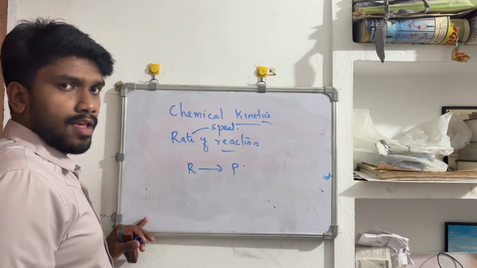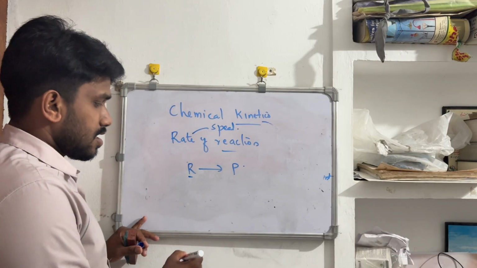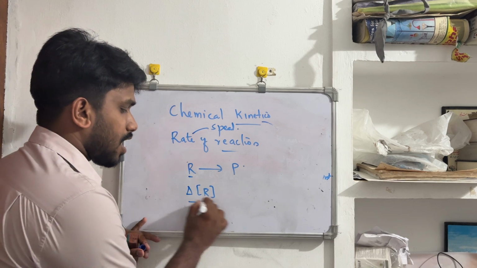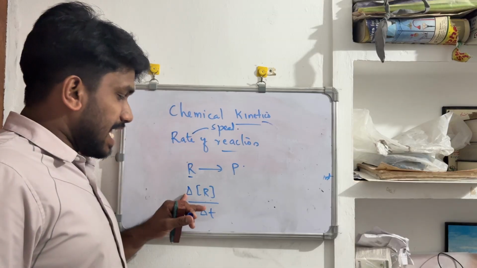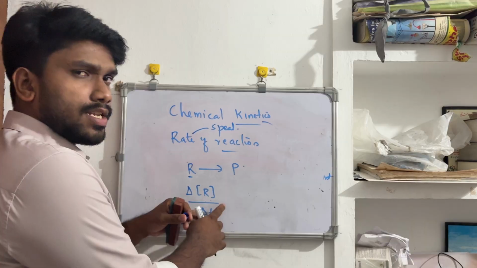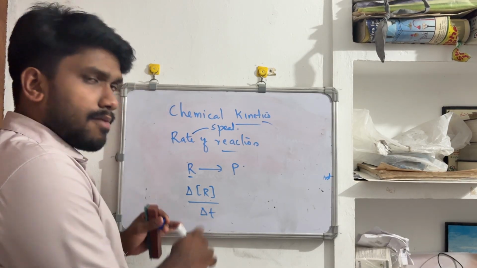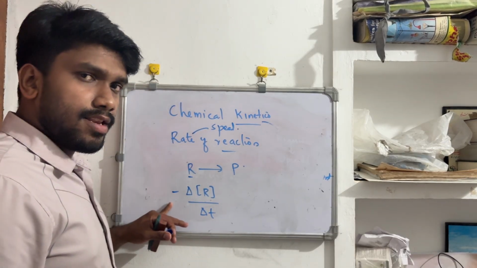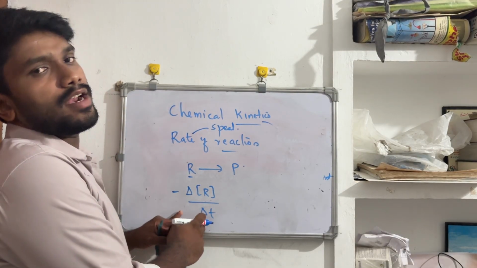Look at the board. First of all, I take it in terms of reactants. I can write delta of concentration of R divided by delta t. What is this delta? Delta means change in. What is this square bracket and R? Square bracket means concentration. So it is change in concentration divided by change in time. I put a negative sign here. This negative sign indicates that the concentration of reactants decreases with time.